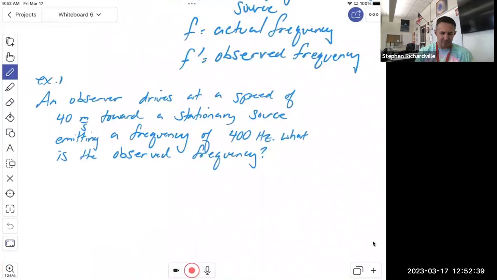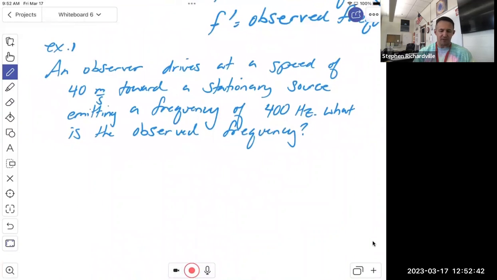First example, very simple. An observer drives at a speed of 40 meters per second towards a stationary source. So you've got a siren that's just making a noise, 400 hertz. What do I perceive? Now, because I'm moving towards the source, I expect a higher frequency. Let's see how much.